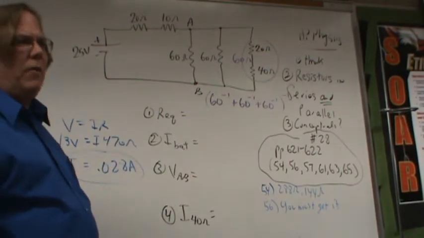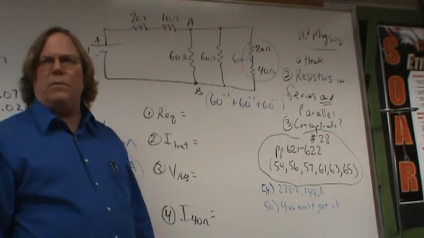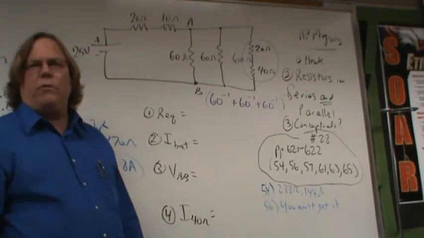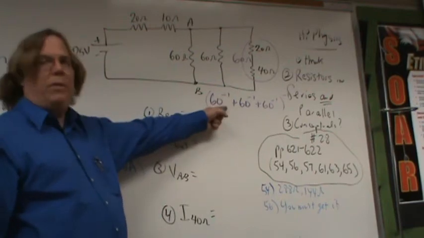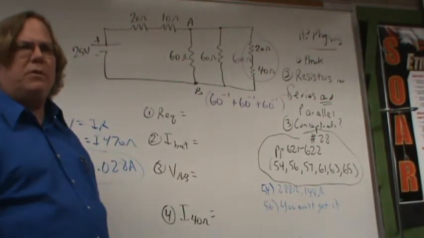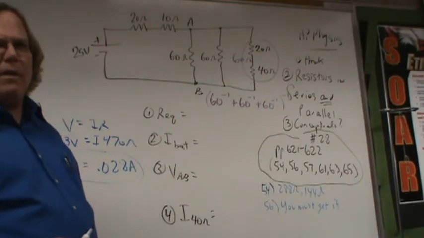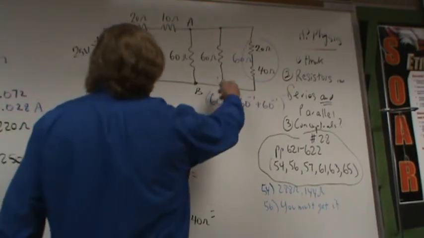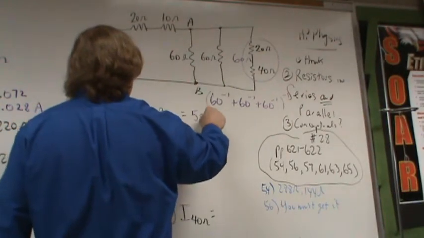If I told you I had 4 100 ohm resistors in parallel, what's the equivalent resistance? 25. I don't want you to have to do the long calculation, but if you want to, that's okay with me. I just want you to get used to the fact that n identical resistors R in parallel is R over n. So that's 20. Then I got 20 plus 10 plus 20, which makes a grand total of 50 ohms.